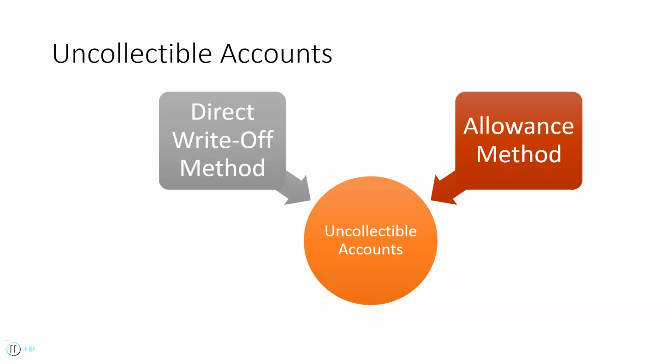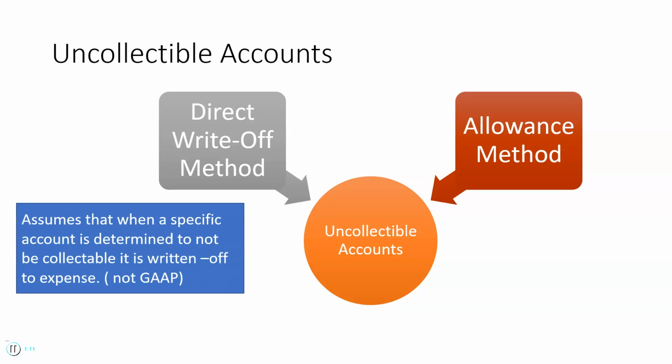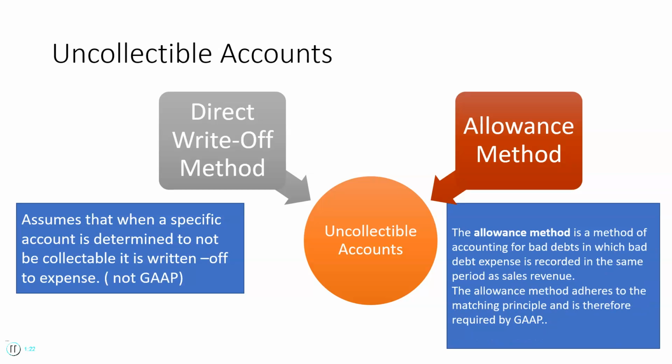Now, we have two methods. One is the direct write-off and the other is the allowance method. The direct write-off, you write off bad debt only when you figure out that you can't collect. That is not GAAP because it violates the matching principle. The allowance method is a method of accounting for bad debt in which bad debt expense is recorded in the same period as the sale. The allowance method adheres to the matching principle and is therefore required by GAAP.